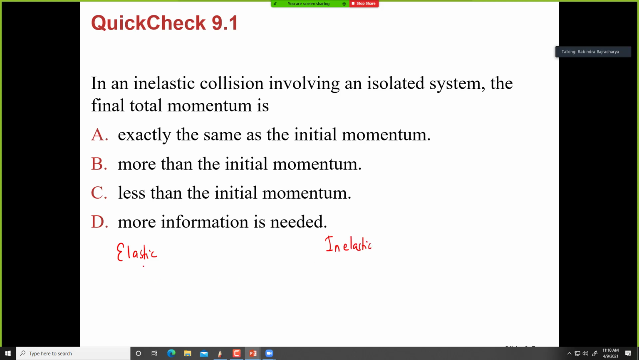For both elastic and inelastic collision, momentum is conserved. Momentum remains the same whether it's elastic or not. But energy is conserved only in elastic, not in inelastic. Some of the energy is lost in the form of heat and sound in case of inelastic collision.